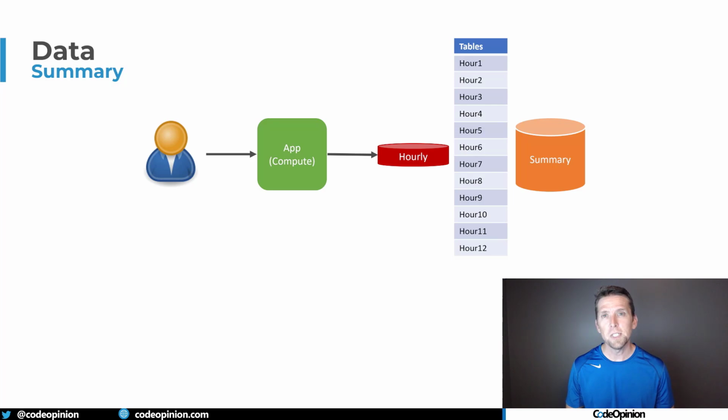Another way of thinking about this data is to summarize it. So in a personal example here, I had a high degree of writes to a system that were happening all day, every day, 24/7. And a way to alleviate this was to have a hot database where everything was separated by hour.